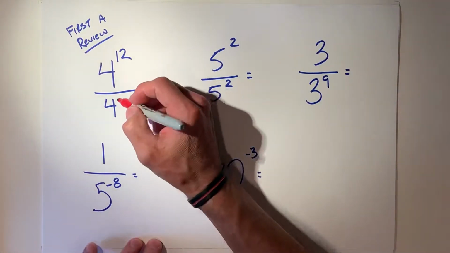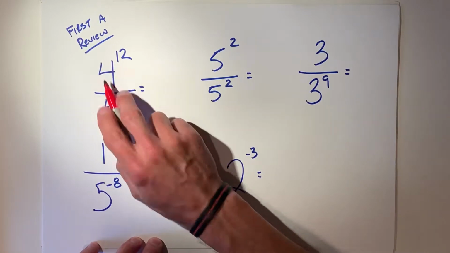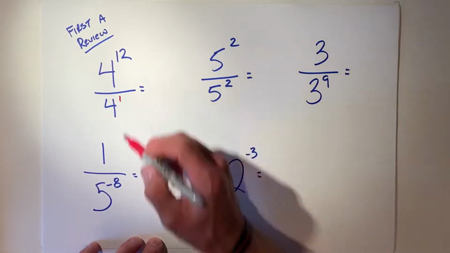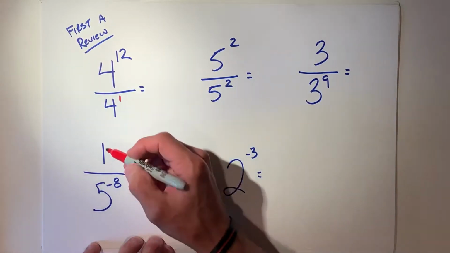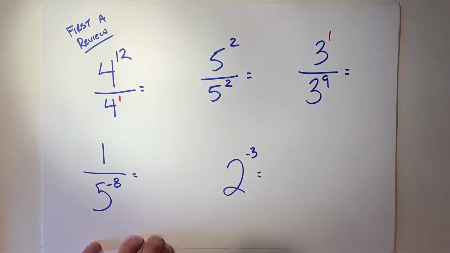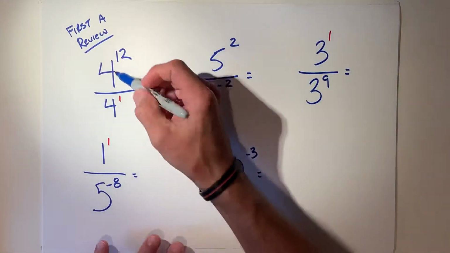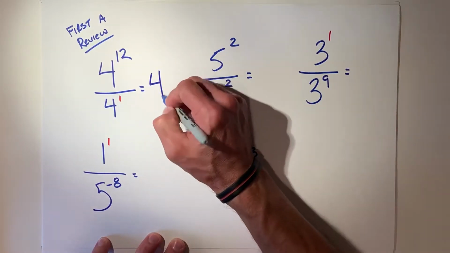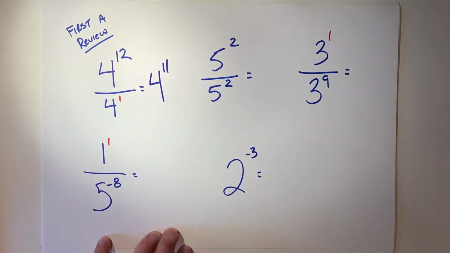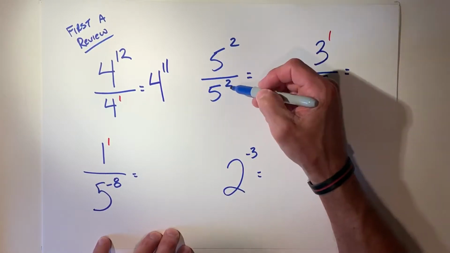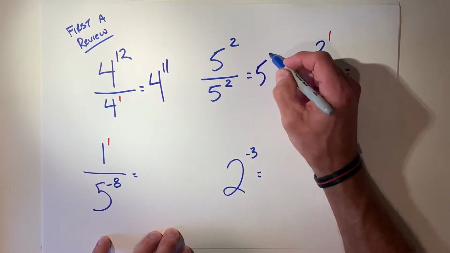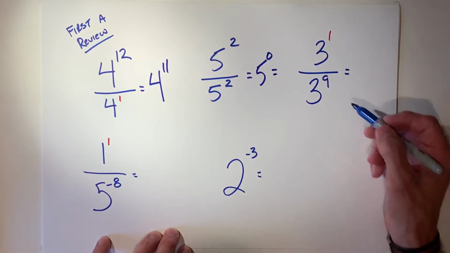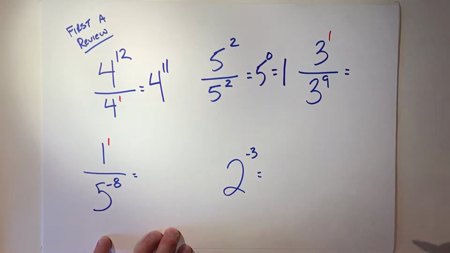First, a review. If you ever see a base, like this 4 right here with no exponent, you can put a 1 on it. All of these things could get 1s. Even the 1 could get a 1. We might not need it, but we could always put a 1 in there. Second, if I have division going on, I subtract: 12 minus 1 is 11, so this would be 4 to the 11th power. If I have division going on, I subtract: 2 minus 2 is 0, but a reminder that anything to the 0 power is equal to 1.